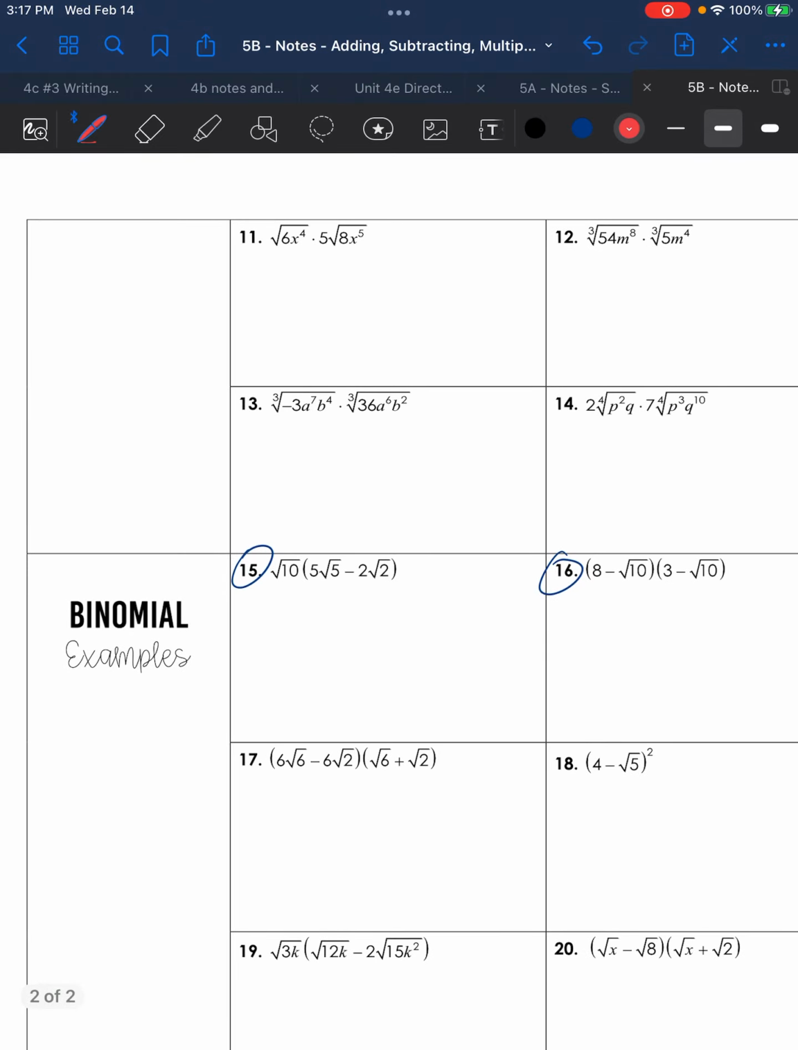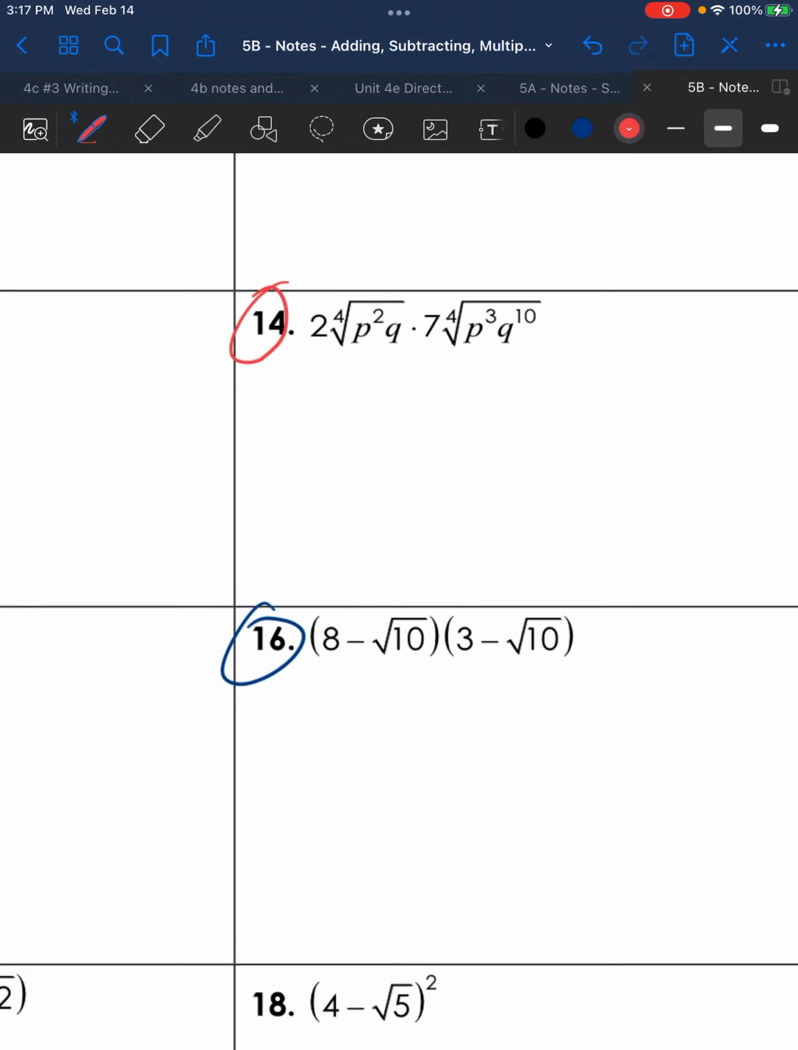Actually, let's do one of these variables just to make sure. Let's do number 14. So number 14, multiply our coefficients. So it's 2 times 7 is 14. They're both fourth roots, so we can multiply them together. So p squared times p to the third is p to the fifth. Add those exponents. You have q to the first and q to the 10th. It's q to the 11th.